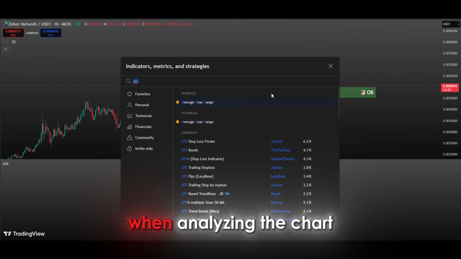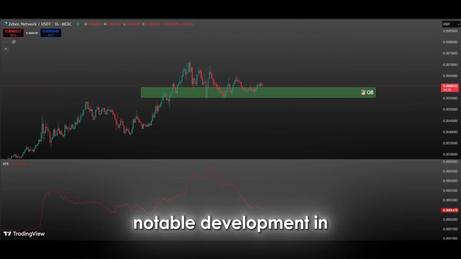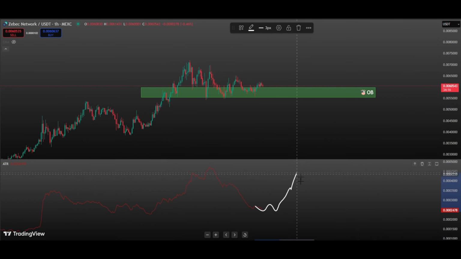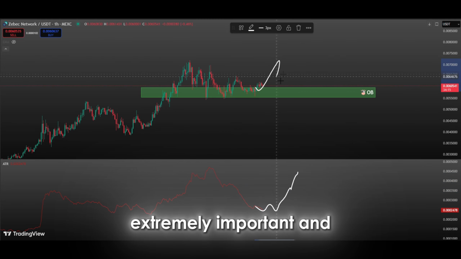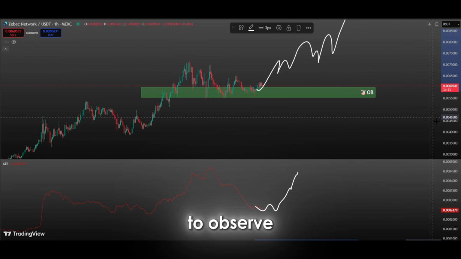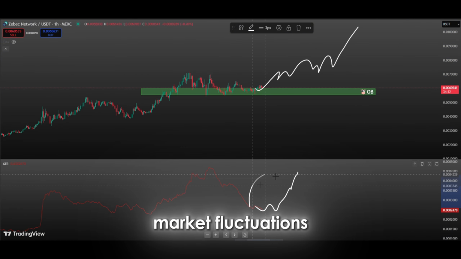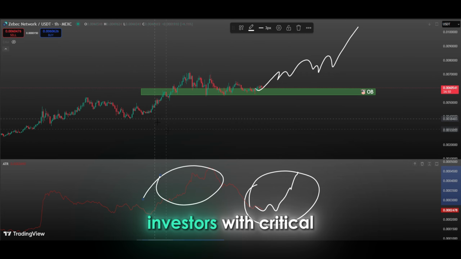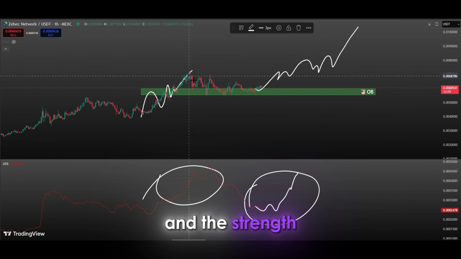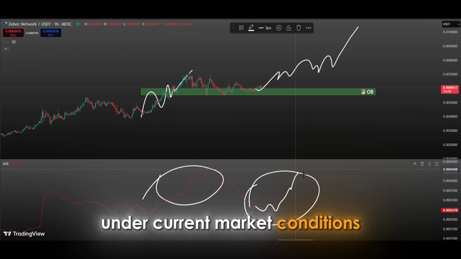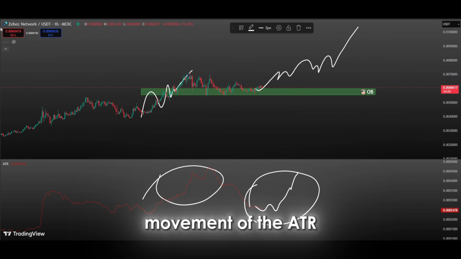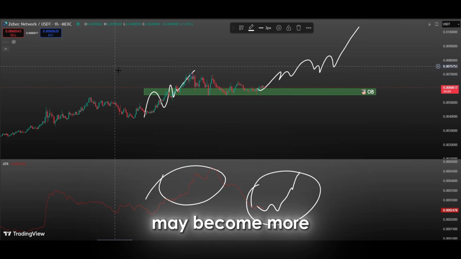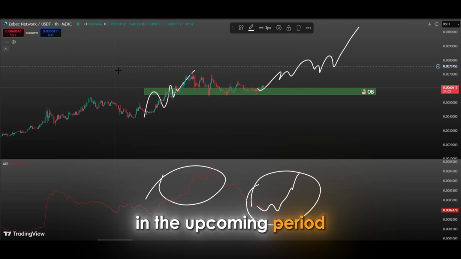When analyzing the chart, we observe a notable development in the ATR indicator, which we frequently use to measure volatility. ATR is an extremely important and useful indicator that allows us to observe the magnitude of market fluctuations. By showing how wide the price movements are, it provides investors with critical signals about risk management and the strength of the trend. Under current market conditions, the slight upward movement of the ATR indicator offers strong signals that price action may become more dynamic and volatile in the upcoming period.